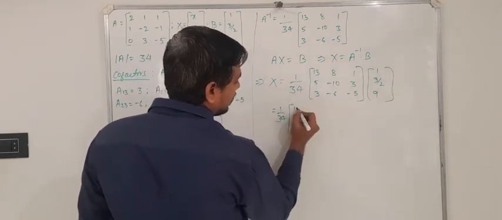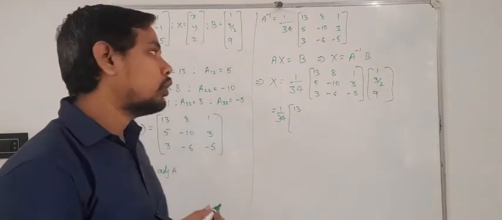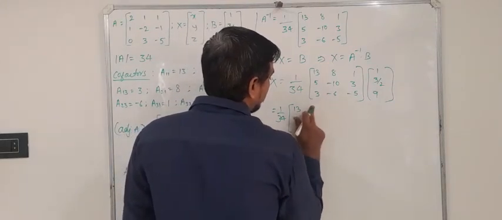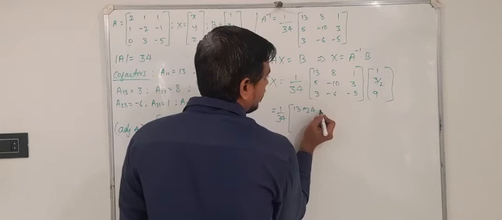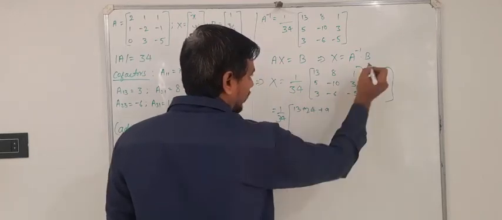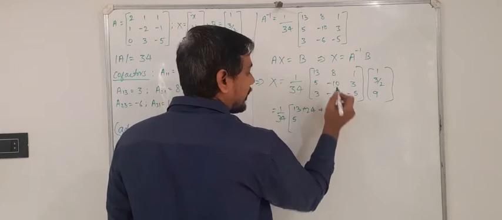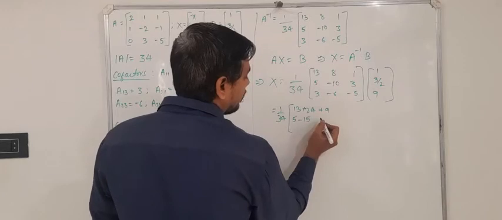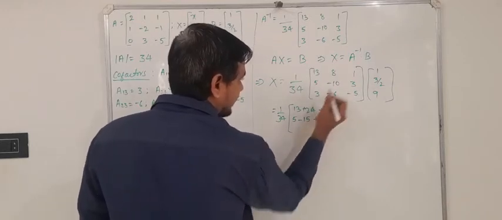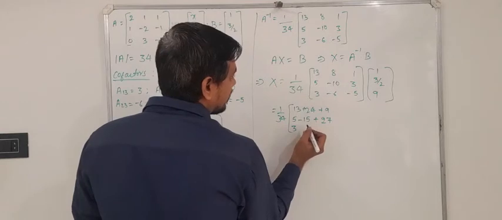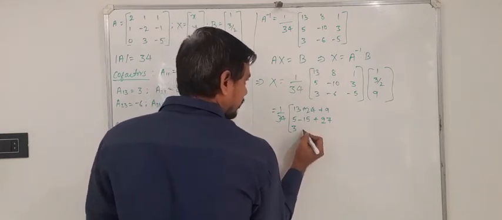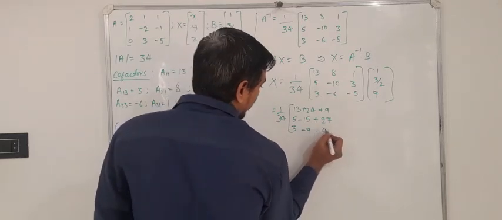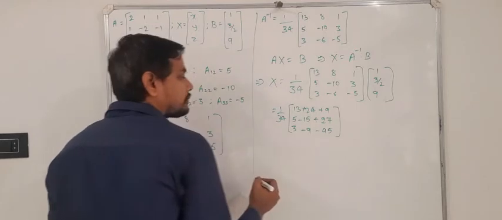So this is 1 upon 34 as it is. Multiply this one: 13 into 1, 13, plus 8 into 3 by 2. 8 into 3 by 2 is 3 into 4, that is 24, plus 9. Now 5 into 1, 5, minus 10 into 3 by 2 is minus 15, plus 3 into 9, plus 27. 3 into 1, 3, minus 6 into 3 by 2, that is minus 9, then minus 45.